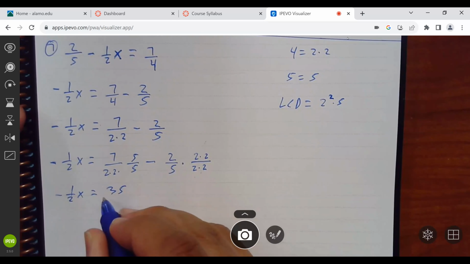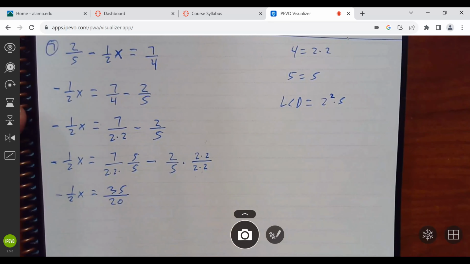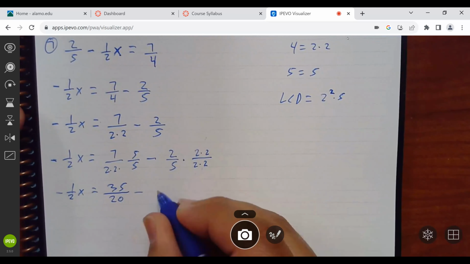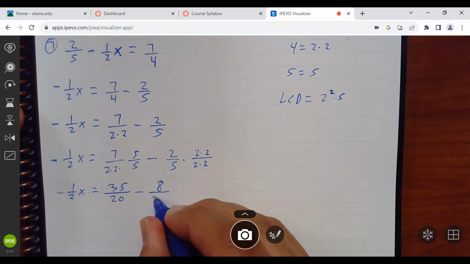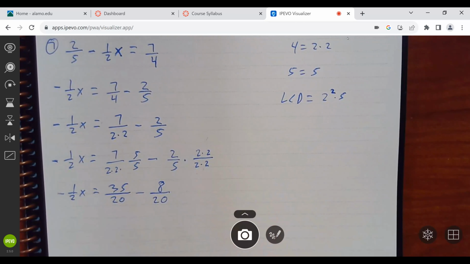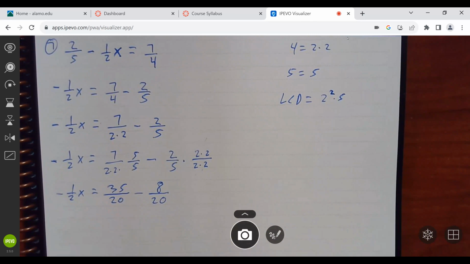7 times 5, 2 times 2 times 5, minus 2 times 2 times 2, over the same denominator. That's cool in the fraction step. Well, move on. But they're the same, what can you do? Subtract. Yes, just subtract them, right? Yeah, just the top, just numerators, nothing else.